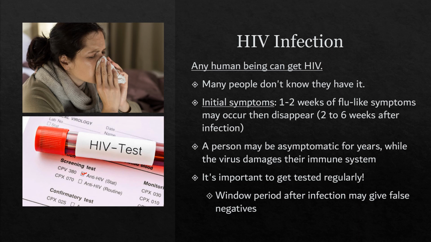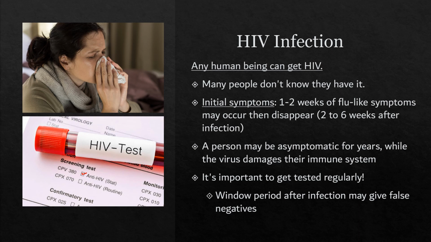This can happen for a lot of different reasons, but the way that symptoms for an initial infection occur are not all that different than a flu or a cold for a lot of people. Usually about 2 to 6 weeks after exposure to HIV and after that infection begins, a person might have flu-like symptoms for about 1 or 2 weeks. And so a lot of people might not think very much of this. They might think they just have a cold or a flu.